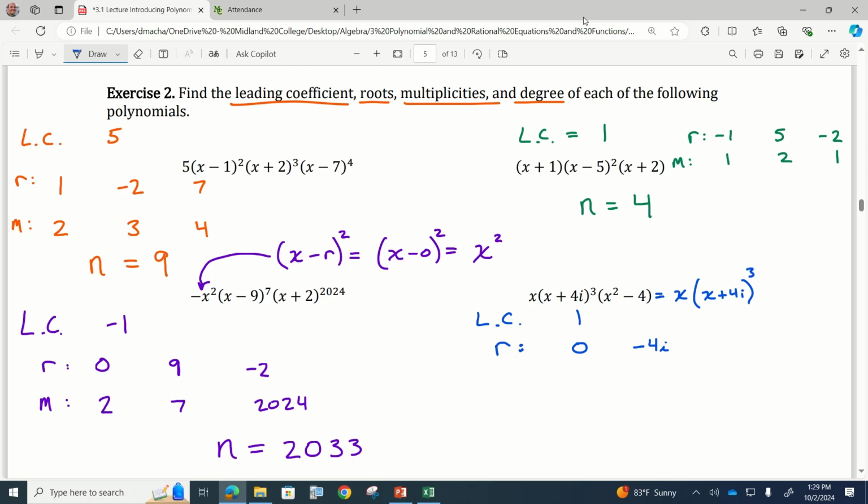This x squared minus 4 is not in completely fully factored form yet. If I want to factor this completely, x squared minus 4 factors as x minus 2 times x plus 2. And so my last two roots are 2 and -2. Okay? What are the multiplicities?